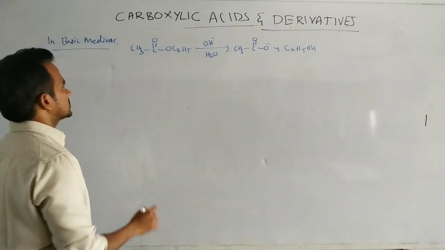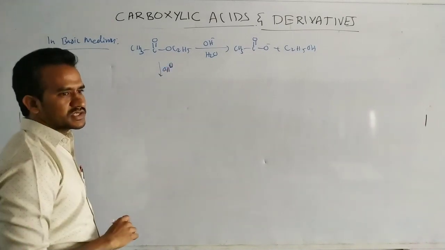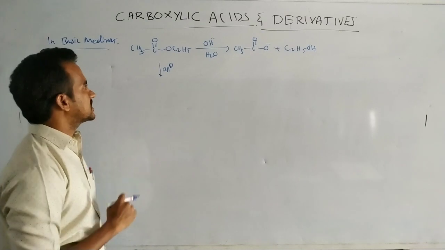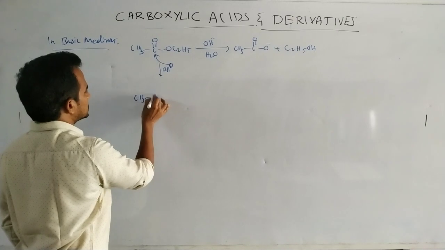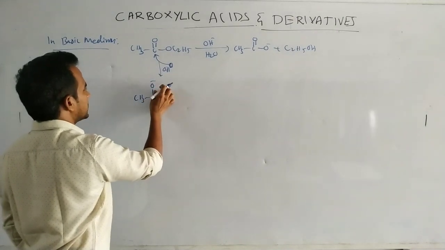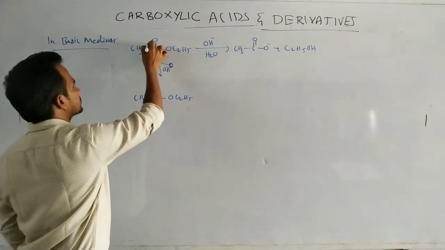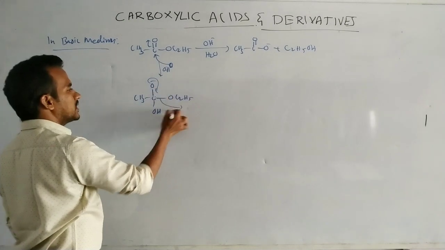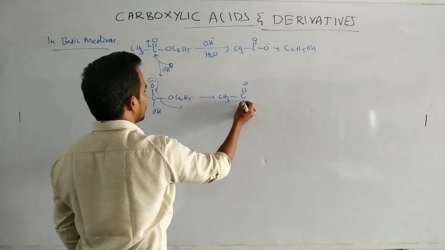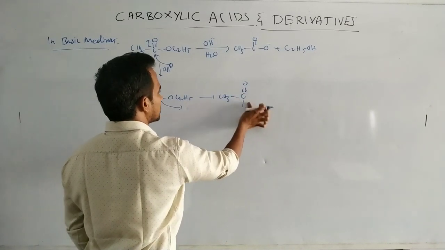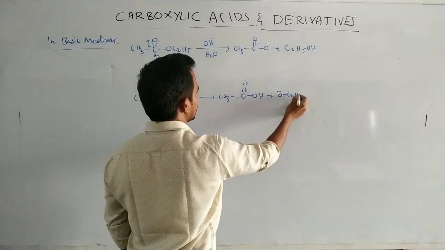So how does this reaction proceed? Generally here, OH minus is more nucleophilic. In the acid medium, protonation takes place, but in this case OH minus is a strong nucleophile and directly attacks. So we get CH3C(O minus)(OC2H5)(OH). Next, reformation of the pi bond and leaving of this group. So here CH3C=O OH plus O minus C2H5.